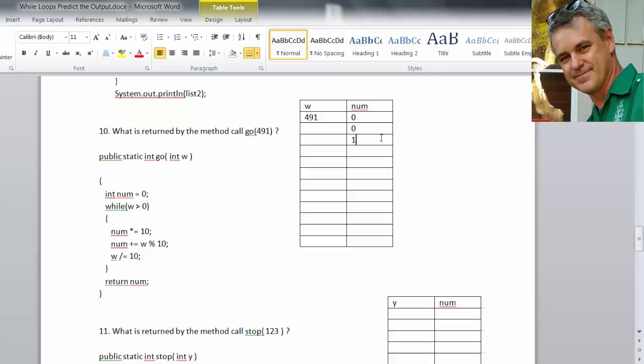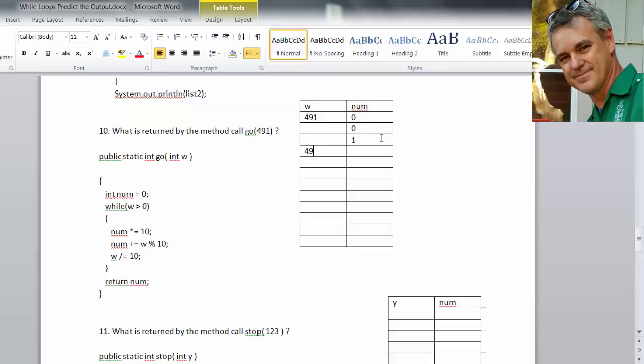If I've already lost you, go back to the beginning and start again. You've got to get through this. This is on the AP exam almost every year, a question just like this. So here we are now at the end of the loop, and it says W divided by equals 10. So take W divided by 10, 491 divided by 10, and we get 49. Now back to the top of the loop.